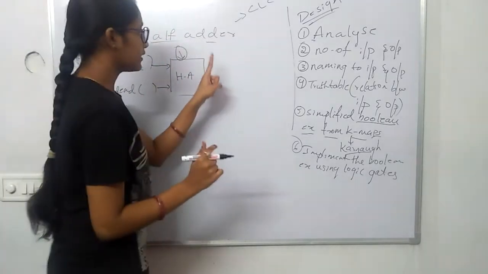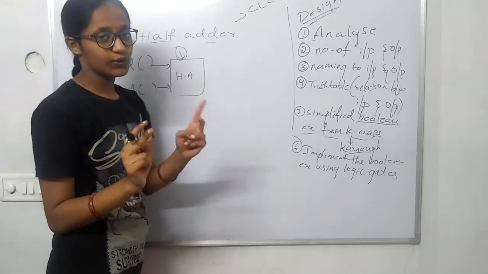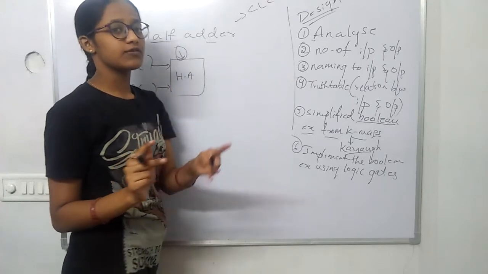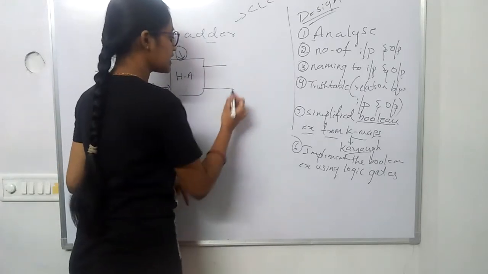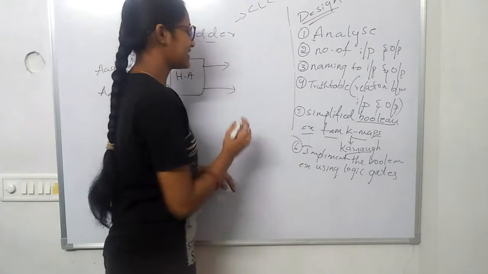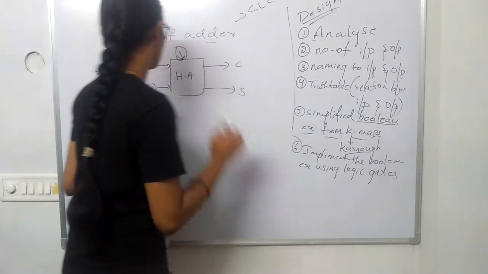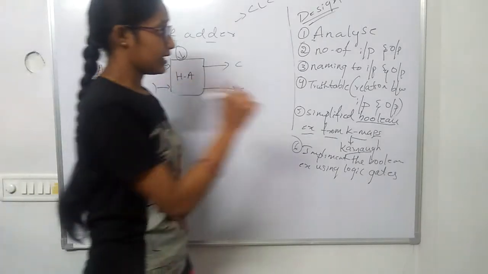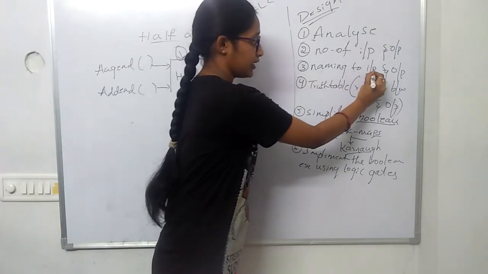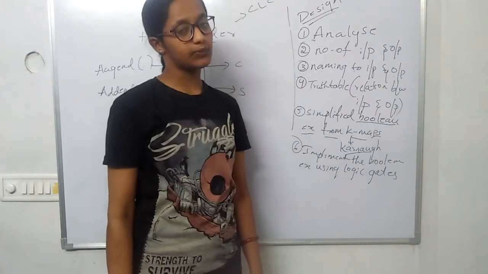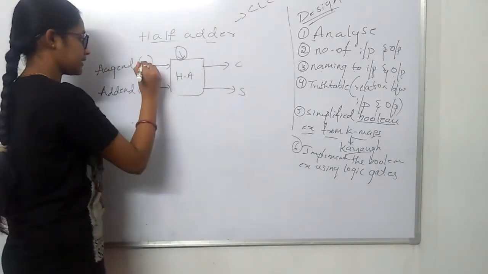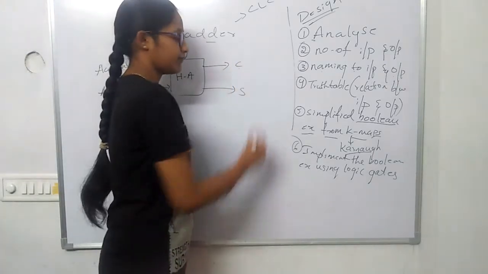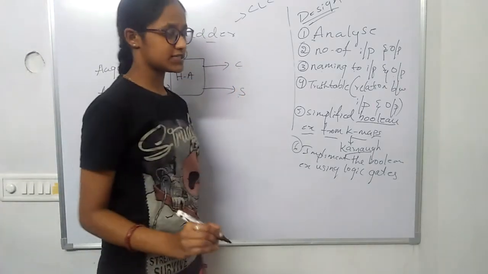And then, as in any adder, you have 2 outputs: sum and carry. Okay, fine. Next one, naming the inputs and outputs. We have to name the inputs and outputs. So I am naming them A, B, C for carry, and S for sum.